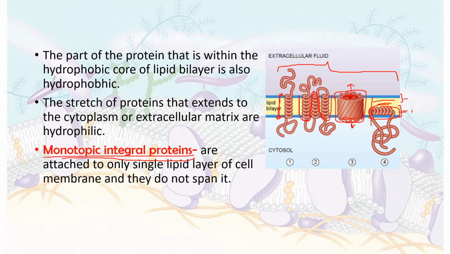An example of this type of monotopic integral protein is prostaglandin H2 synthase. Basically, it is an enzyme that helps in the formation of prostaglandin H2.